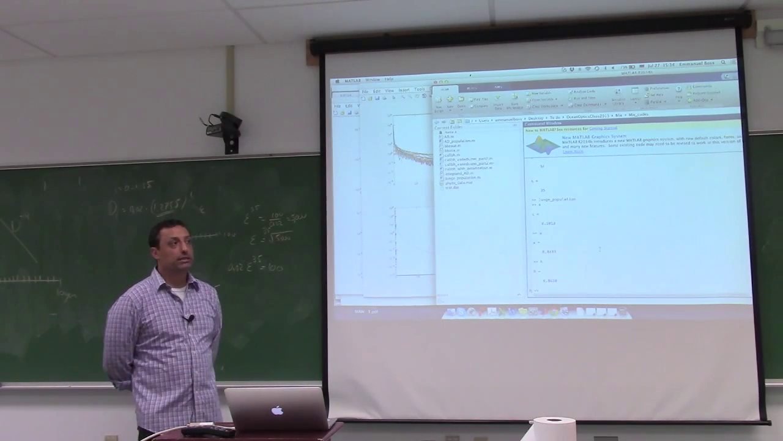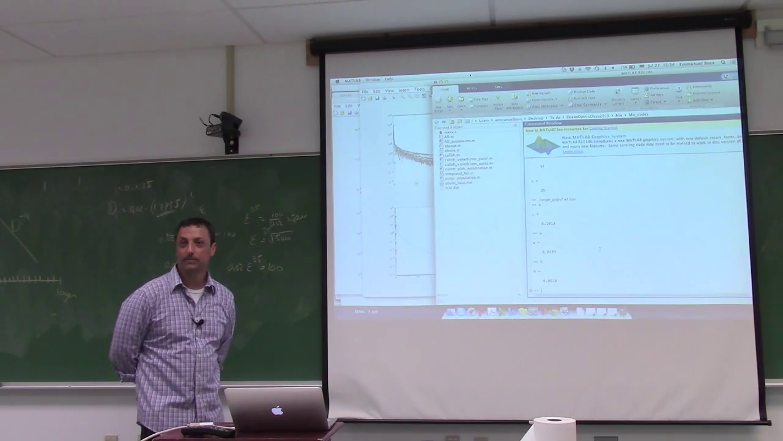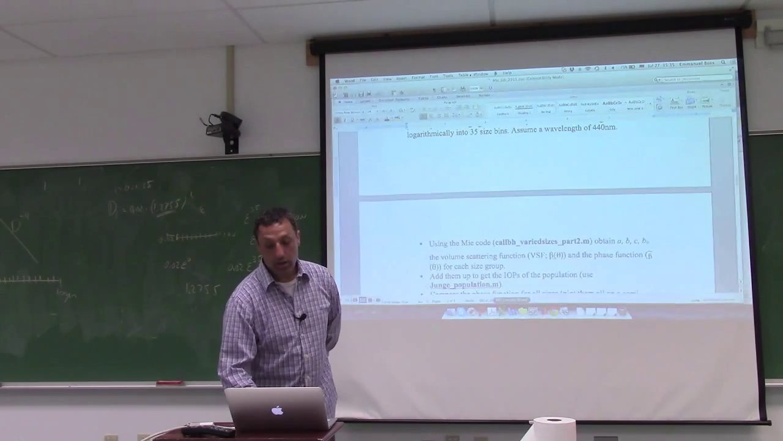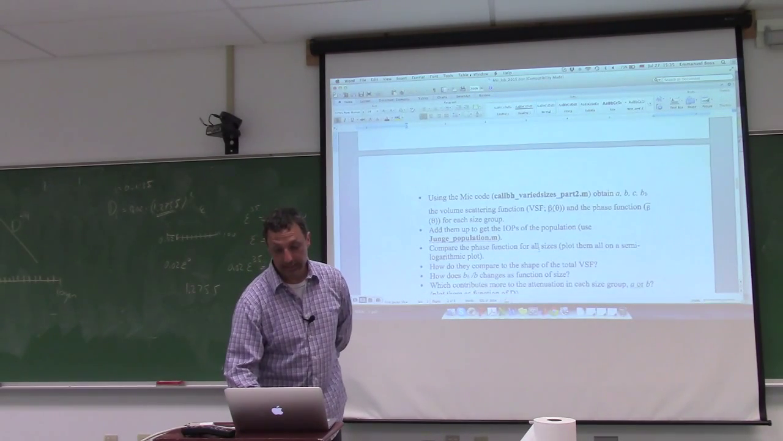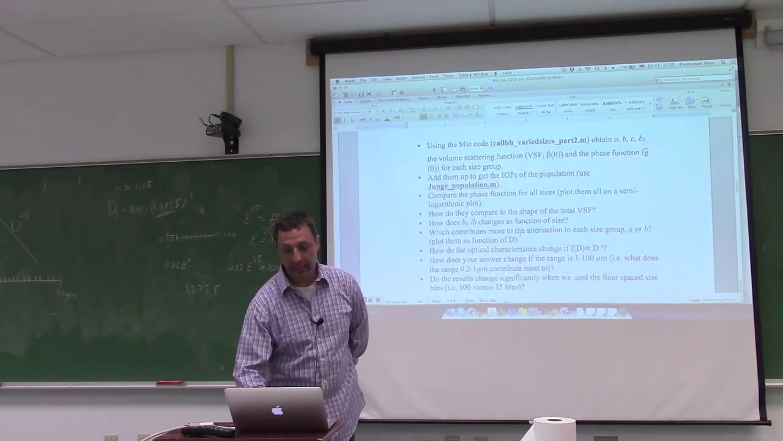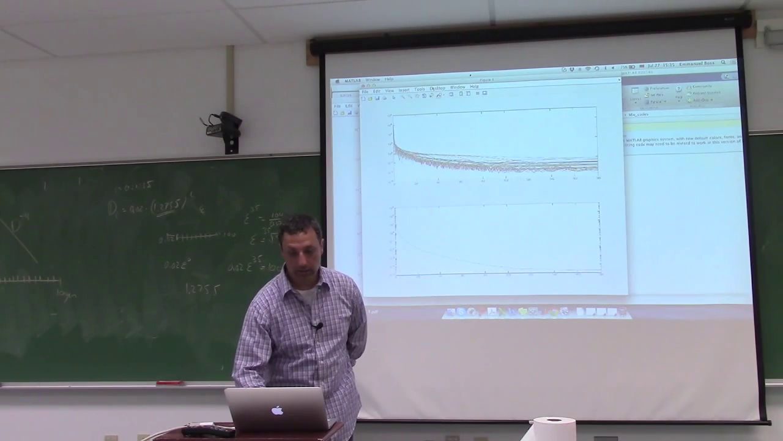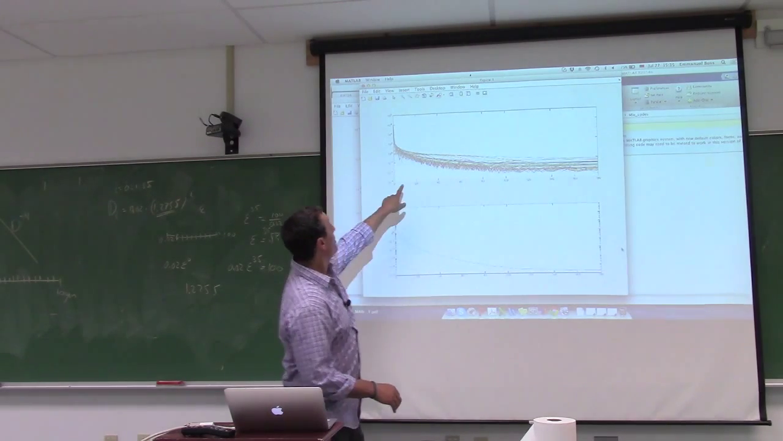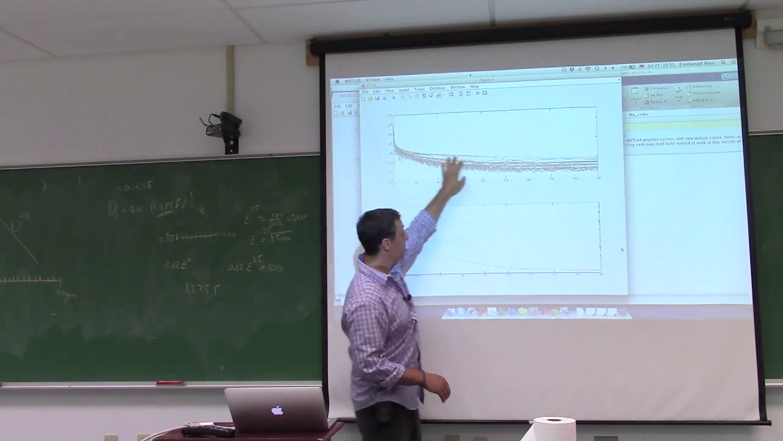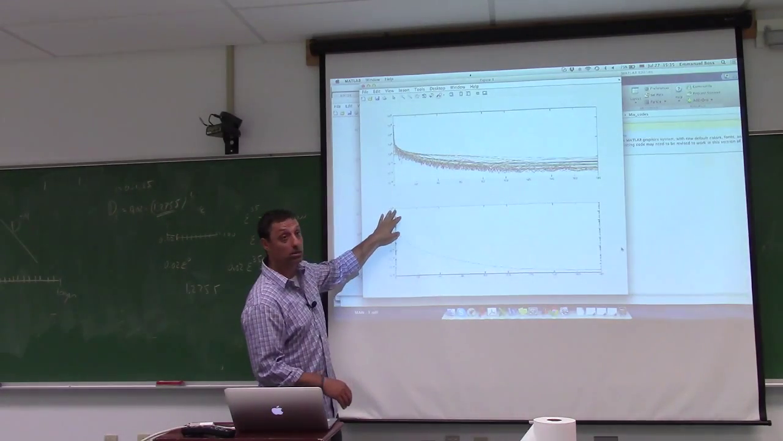Any questions about this? I know it's a lot to suffer through. Do you understand what I've done? So one thing you can do, for example, is compare the phase function of all. This is this plot. You can see that there is a lot of variability for each bin in the phase function. But once I add them all up, I get a very smooth curve. Things don't change a lot.